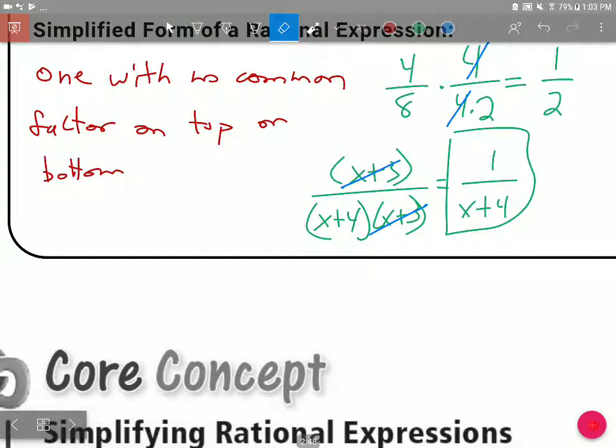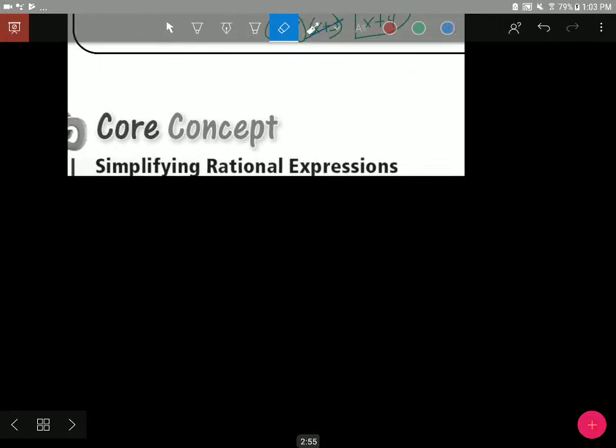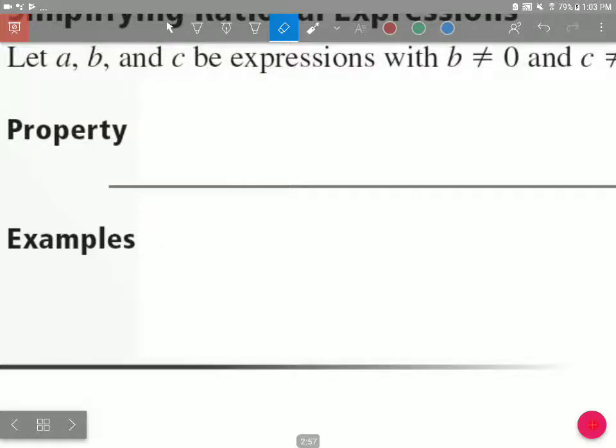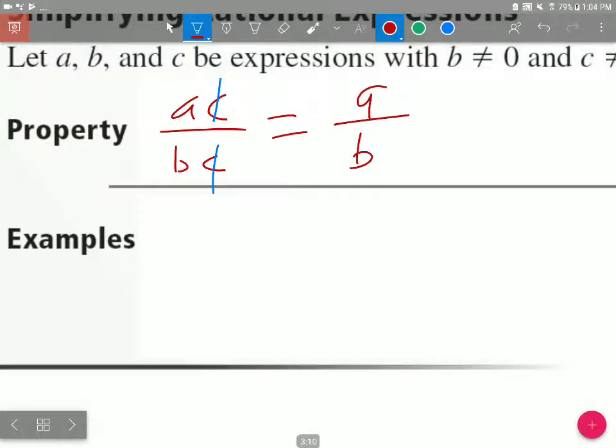So the core concept of simplifying rational expressions basically goes like this. The property is, if I've got A times C divided by B times C, they both have the same thing on top and bottom. So I can cancel, and I'm simply left with A over B. And that is all true whether those represent numbers, binomials, polynomials or whatever. If you have the same thing multiplied on top and multiplied on bottom, you can get rid of it.